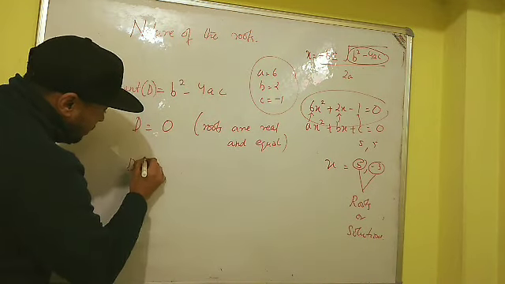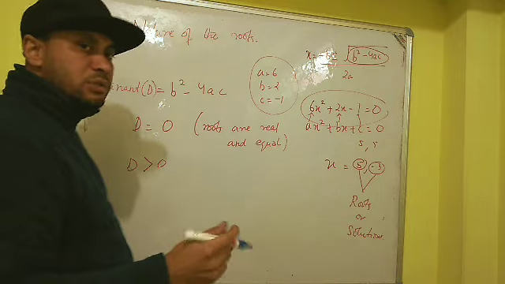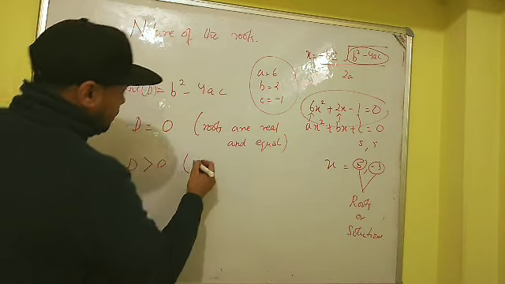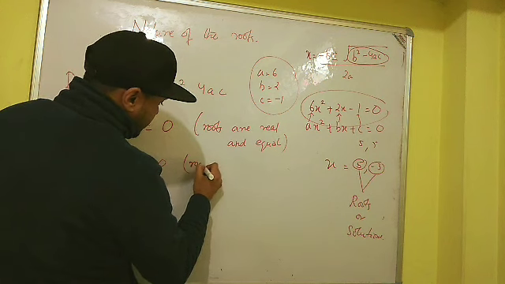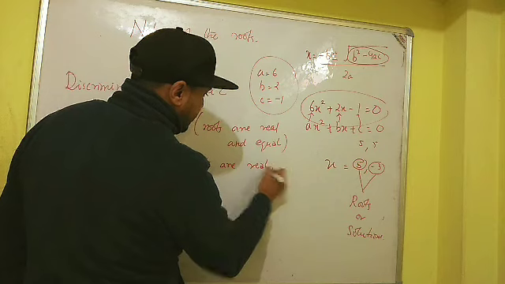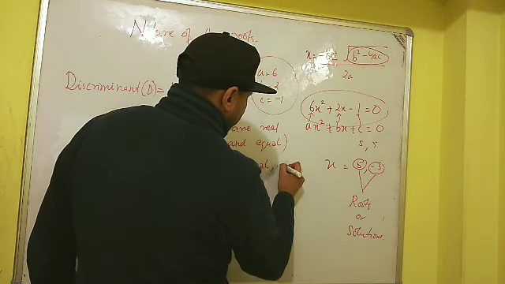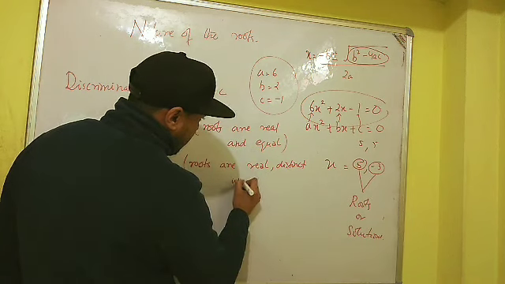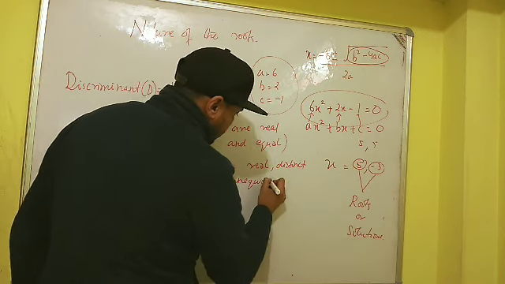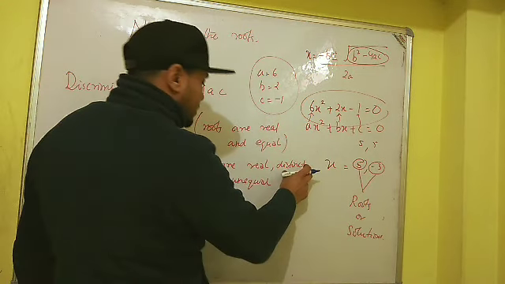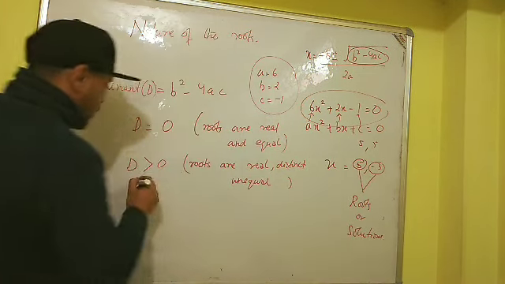So if D is greater than 0, meaning any positive value, then the roots are real, distinct, but unequal. Okay, so the roots are not equal. They are real, they are distinct, but they are unequal.